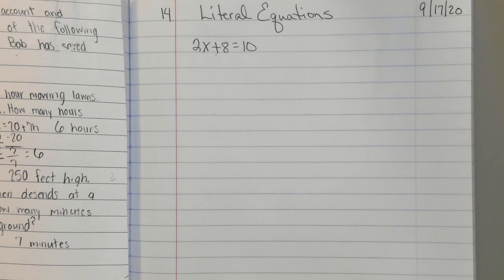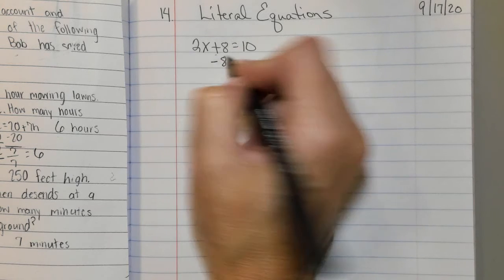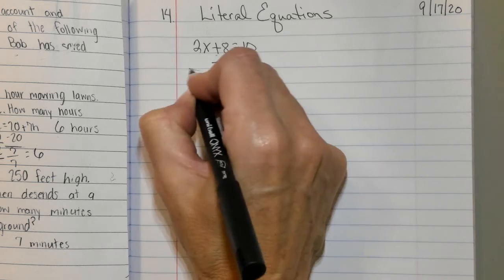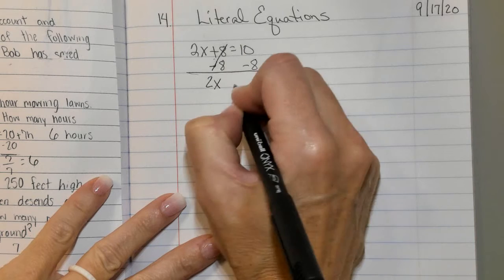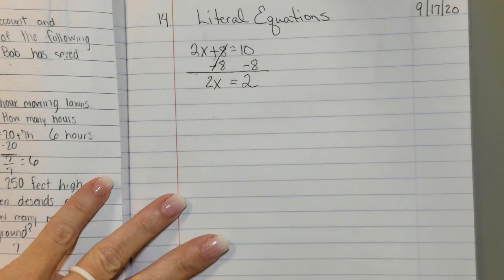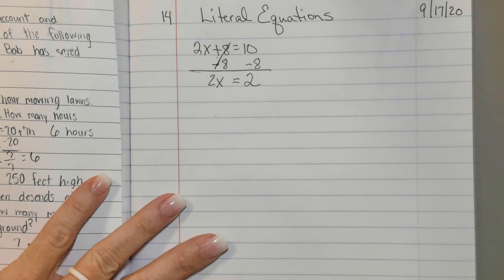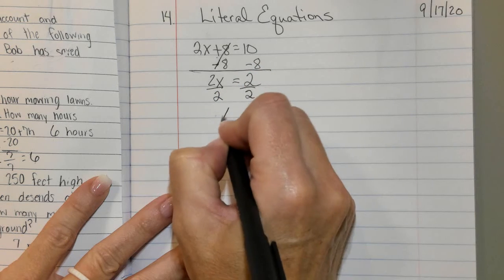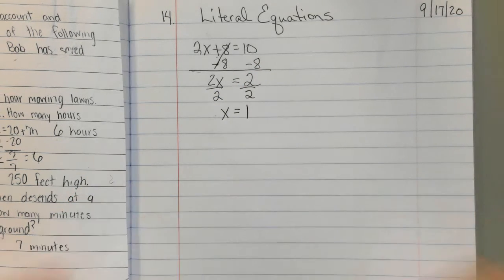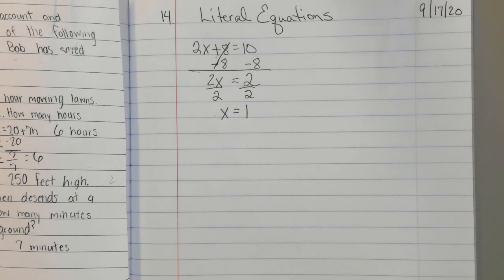And what would be your first step on solving that? Yeah, we would subtract the 8 from both sides. We'd get down to 2x equals 2. And then what would you do? Yeah, we divide by 2. And then we get x equals 1. We do all those inverse operations.